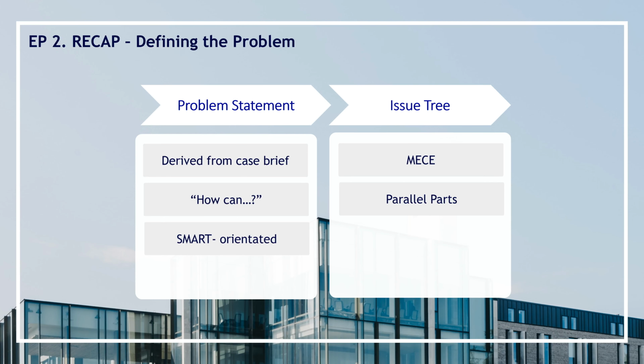To recap episode 2, defining the problem, first come up with your problem statement, which will be derived from your case brief. And if suitable, make sure it starts with how can and is SMART oriented. To help you break down the problem, create an issue tree that is mutually exclusive and collectively exhaustive, ensuring it has parallel paths. This concludes episode 2, defining the problem.